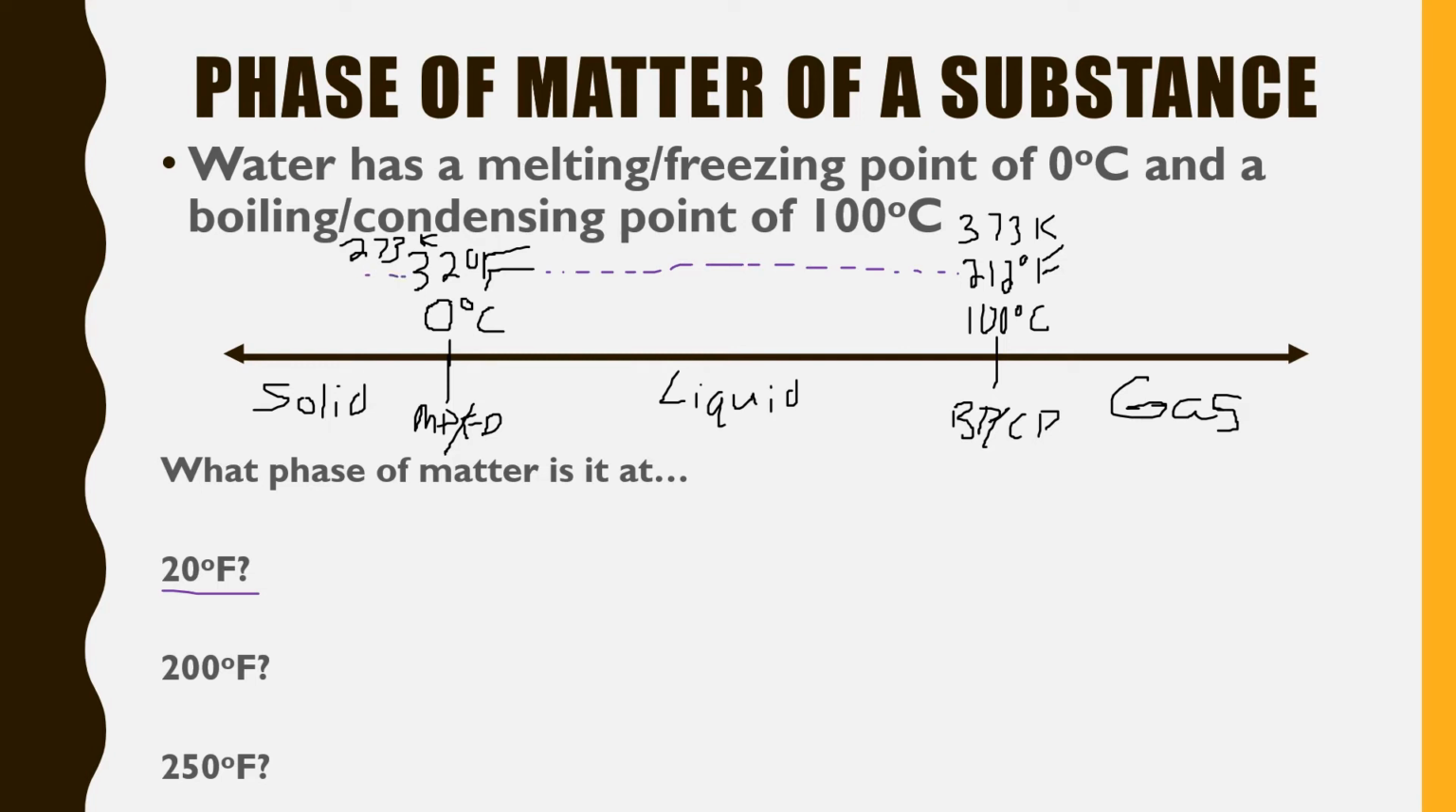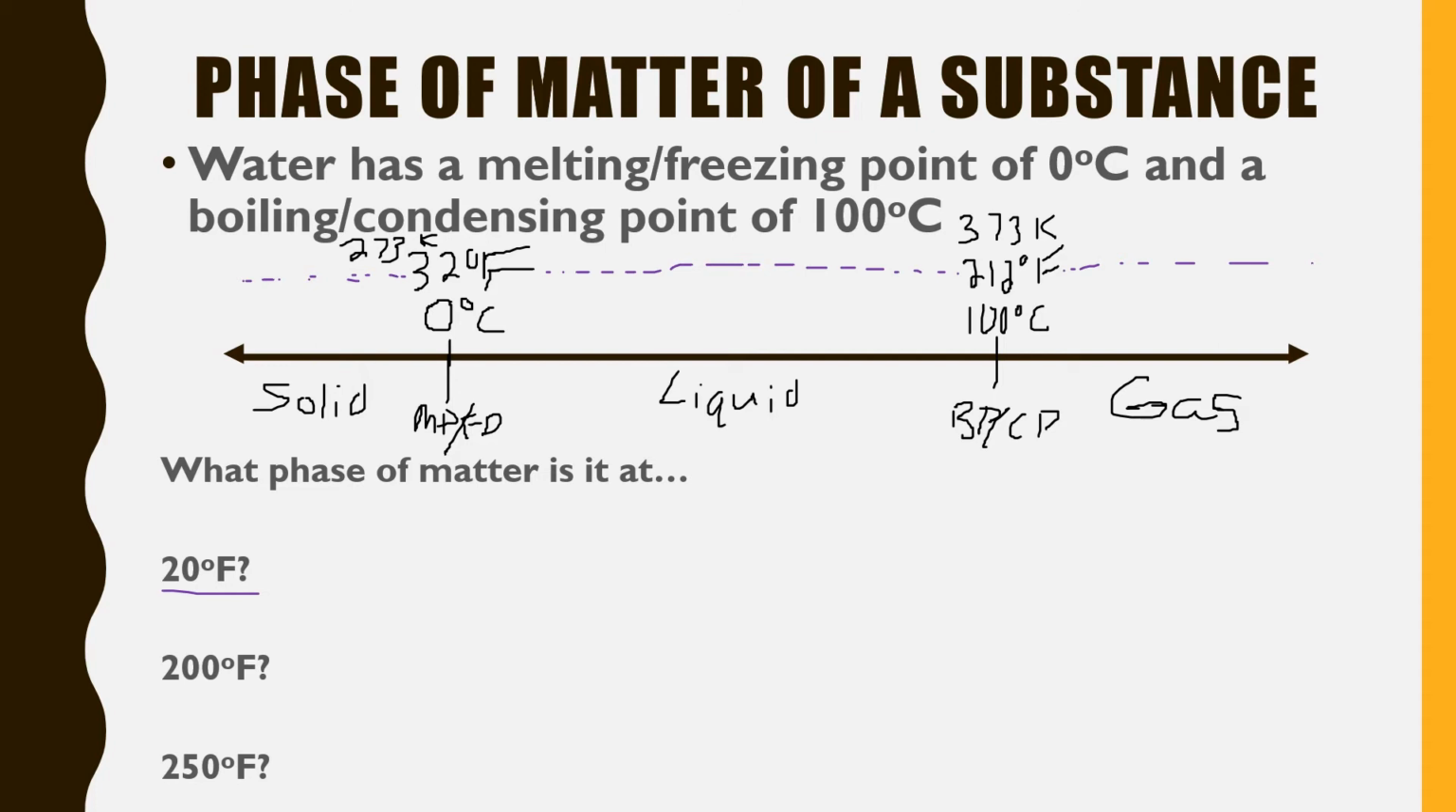So is 20 degrees, this is the question you need to ask yourself, is 20 degrees less than 32? Is 20 degrees between 32 and 212? Or is 20 degrees more than 212? Because if it's less than 32, it would be a solid, because that's this region right here. If it was between 32 and 212, it would be a liquid. And if it was more than 212, it would be a gas.